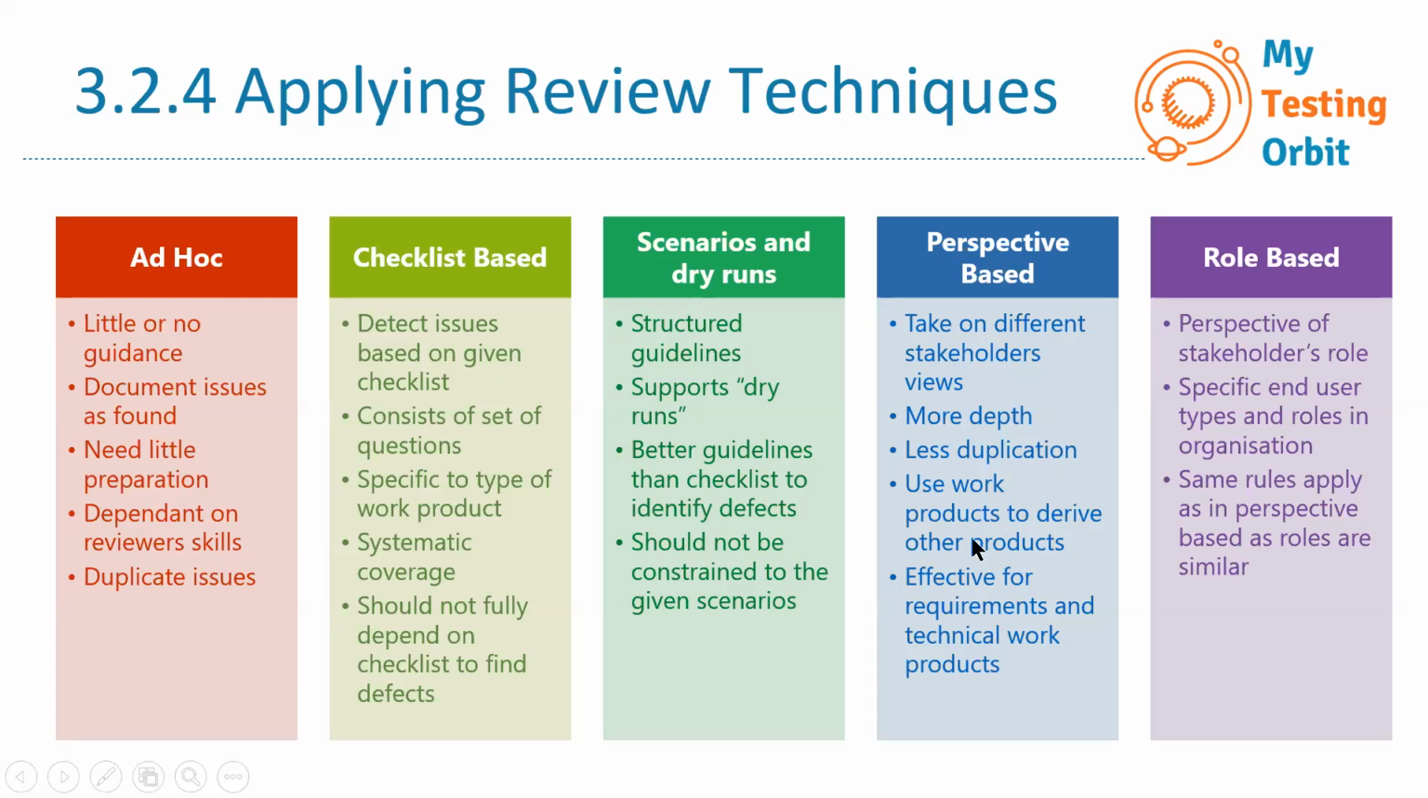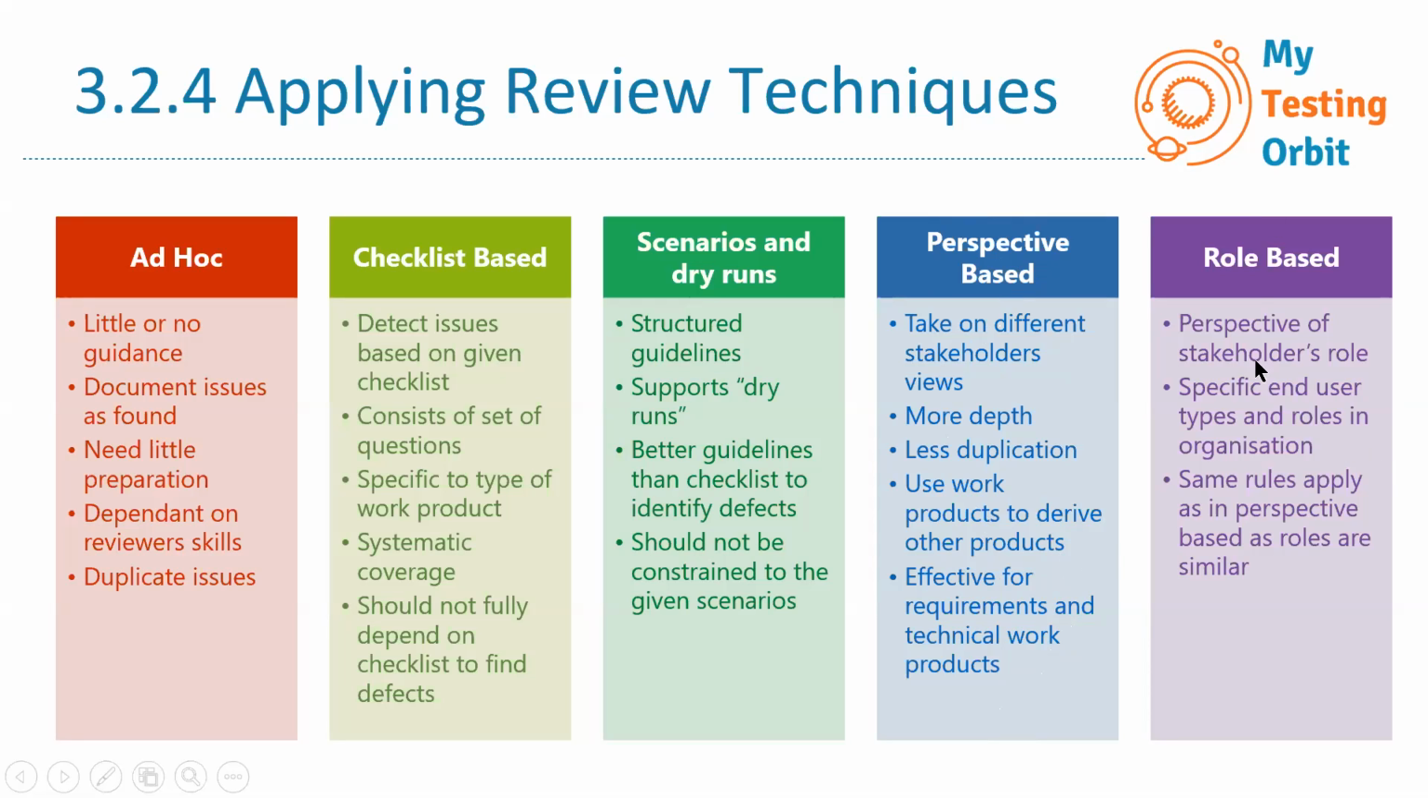Use work products to derive other work products. What does that mean? For example, if the work product is a requirement, then those requirements can be used to derive other work products, for example, test cases. So we use one product to derive other products. Effective for requirements and technical work products. So if the work product is a requirement, or any other technical work product, then the perspective based technique is a good one to choose.